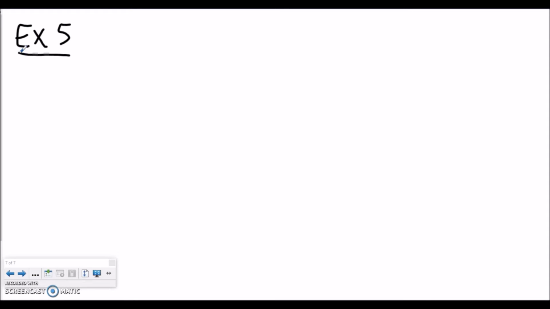Example 5. Square root of x minus 1 equals... this looks very similar to examples 1 and 2, but now on the right, I'm going to put an x minus 7. So now I have variables on the left and the right, and one of them is in a square root.